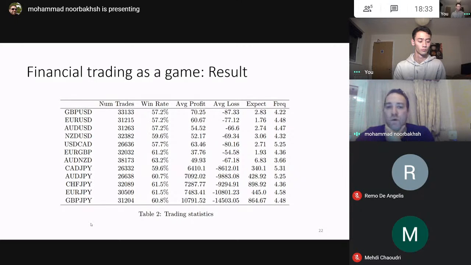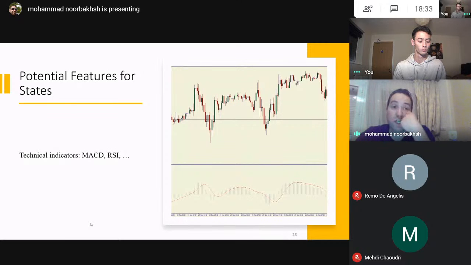So I move on to some additional features that can be considered as features for the states. One of them is technical indicators, for example, MACD, RSI, or other technical indicators, which are indices derived from the price itself. So it might be useful to include these technical indicators as features for the states.